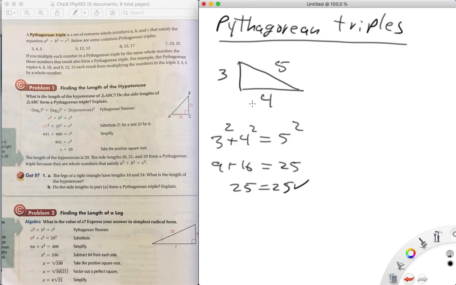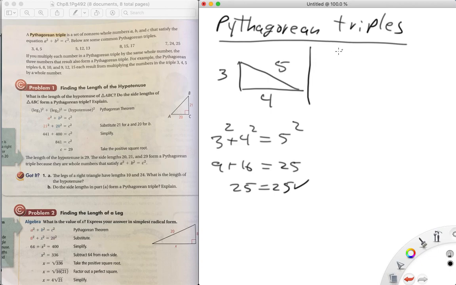And they occur very commonly in right triangles. So it would be a good idea to memorize a couple of them. I would definitely put to memory for right now 3, 4, 5. I mean, it's the easiest one to remember.